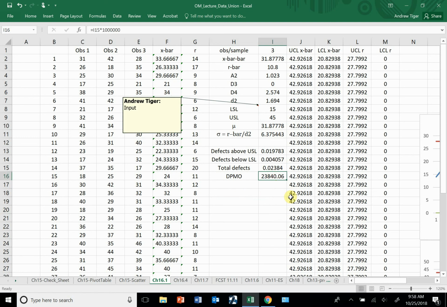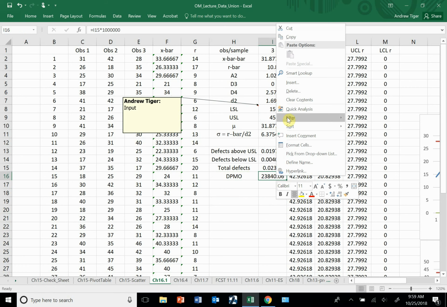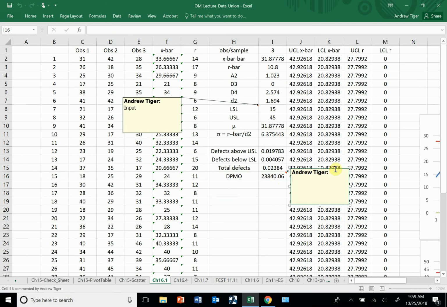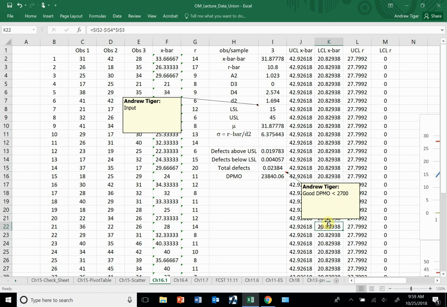If someone said, what's your process capability? What you would answer is that my defects per million opportunities, DPMO, is 23,000. The starting point for goodness is usually 2,700. So a good DPMO is less than 2,700. So I would say right now our process isn't very good. We're not nearly under that.